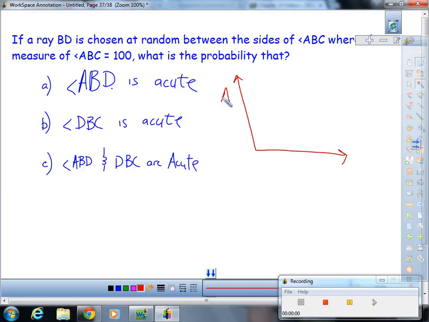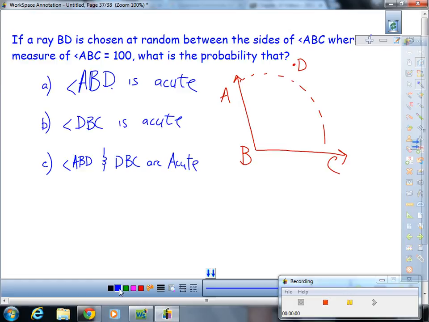All right, we've got a hard question here. Angle ABC is 100. Basically, what it's saying is that D is somewhere in here. Somewhere in here lies point D. We don't know where. It's in some random spot. What is the probability that ABD is acute?